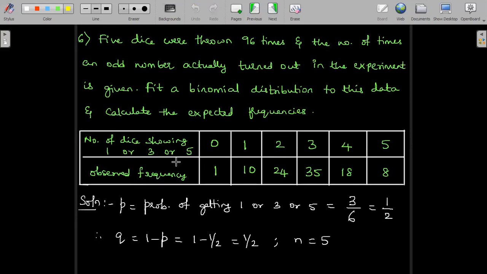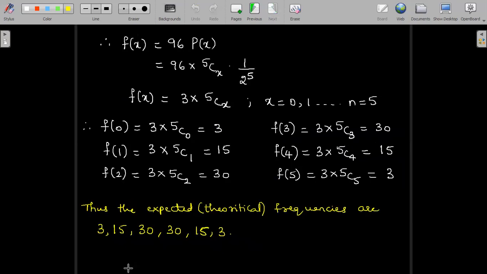Means 1 or 3 or 5 on all the 5 dice were not at all seen even one time. Similarly, like that we had already analyzed the data, no? So now the expected or the theoretical frequencies are respectively 3, 15, 30, 30, 15 and 3. So this was a different problem where we had to fit the binomial distribution for the given data and hence obtain the expected or the theoretical frequencies.